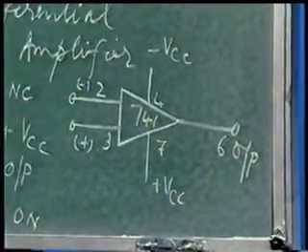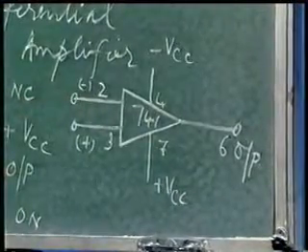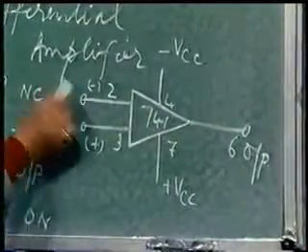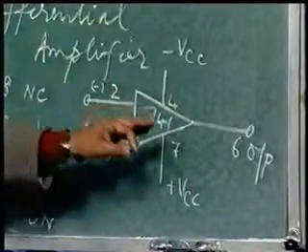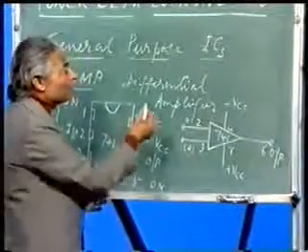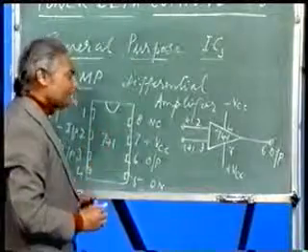Symbolically it is always shown like this. Now here, as I said, it is a differential amplifier. If I give two inputs to this, the output will be the difference of the two, but many times you will require only one input. When? Let us try to understand it.